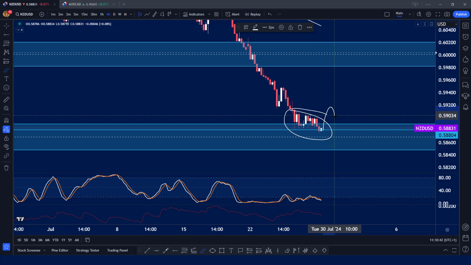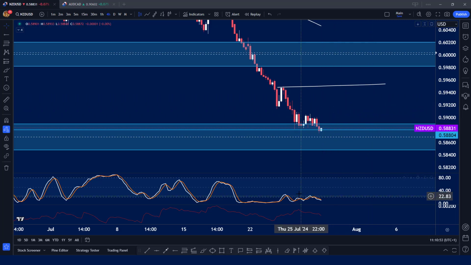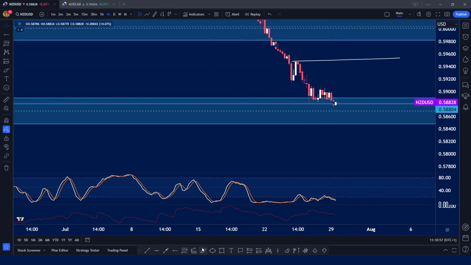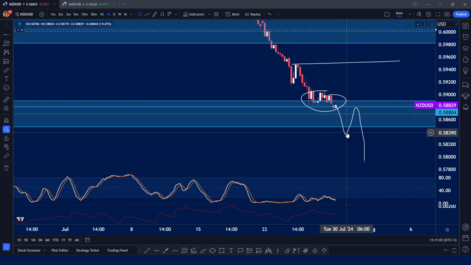What I would like to see maybe is price kind of change trend a little bit, try and trade back higher, and then change trend again for a little bit of move to the downside. The other thing that we can potentially look for is price to breach out of this zone. So if we get some kind of consolidation, breakout, maybe a continuation like this, that's the only other way I can see us trading New Zealand US dollar at the moment.